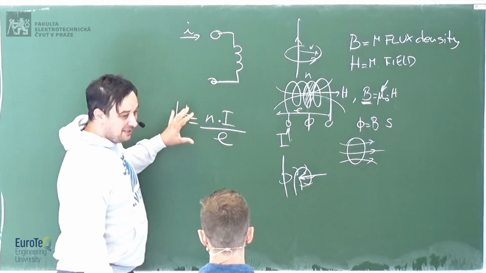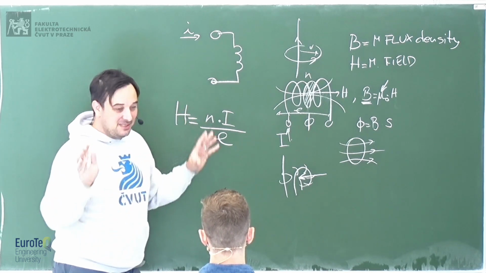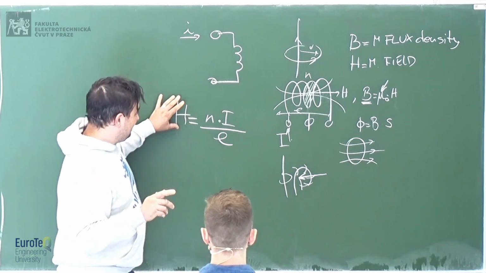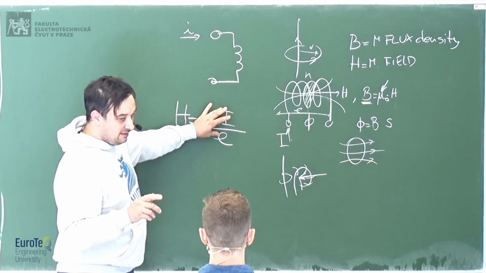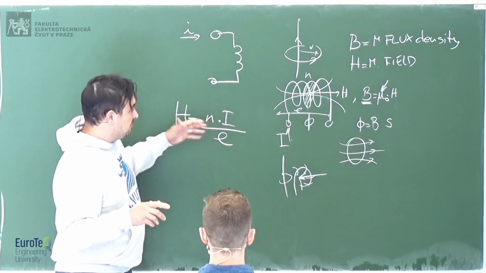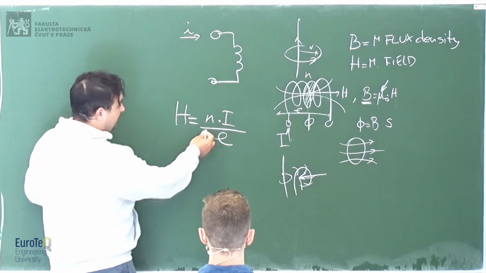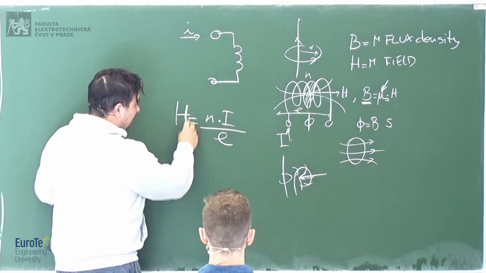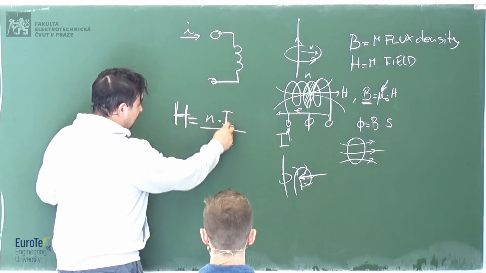The most important thing here is that H and I are proportional, because N and L are constant. Exactly. And in any case, even if they would change, it's not a matter of the relationship between these. They're still the same.